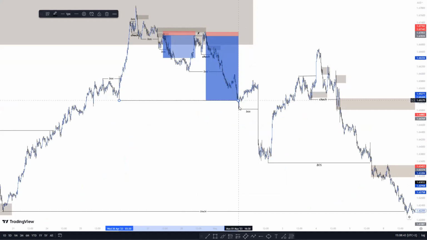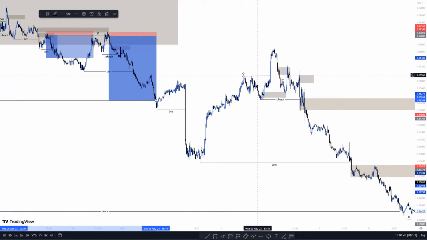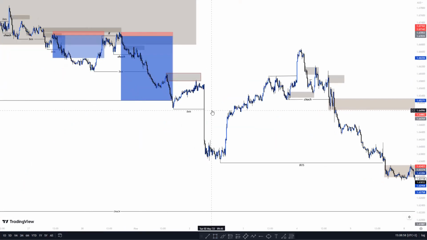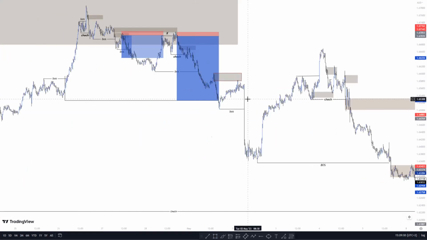Right, then we broke structure, pulled back again. After that, this small pullback, I'm actually teaching myself to take them, but they're not my favorite. Because at times you'll just miss the whole setup, because the price will just keep on going, it won't give you a big pullback, right?